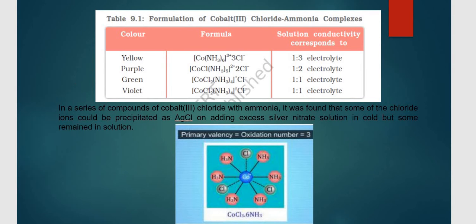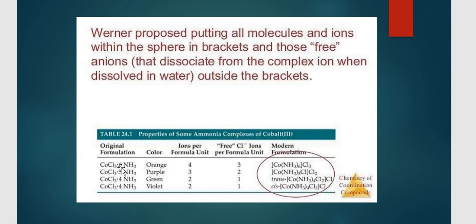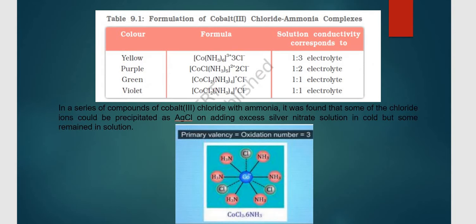For example, if you see the first compound here, he found that a total of 4 ions were there in a formula unit. So 3 Cl negative ions per formula unit were free, so 3 AgNO3 combined to make 3 AgCl. Now, 3 chlorides were free, so it means the 3 chlorides were outside the bracket. So the formula became like this, where all the chlorine are outside the bracket. But when it was purple, he found 2 chlorides are free, so only 2 chlorines were outside the bracket and 1 was inside. This way he found the different colors and was able to assign primary and secondary valency.